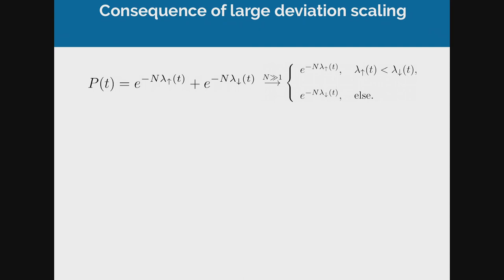And this you can see here on the right-hand side. If lambda up is smaller than lambda down, P of t converges just to the value given by this first term. And in the reverse case, where lambda down is smaller than lambda up, P of t will be just given by the lambda down contribution. So that's now a property of the thermodynamic limit.